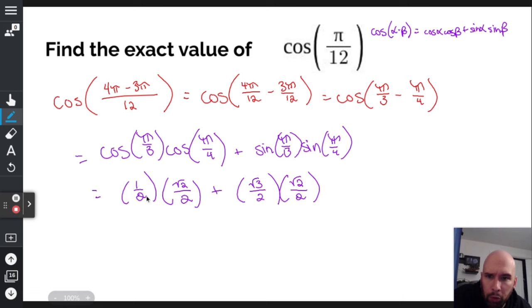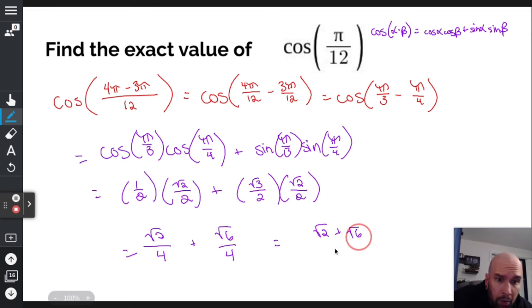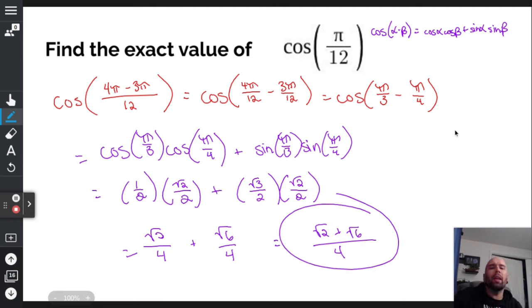So multiply these. 1 times root 2 is root 2. 2 times 2 is 4. Plus root 6 over 4. Add the fractions. Don't combine the roots because you're adding them and they're different, and you can't simplify any of them. Leave it like that. That's the exact value. Not plugging anything into your calculator, which we will do at some point soon, I'm sure.